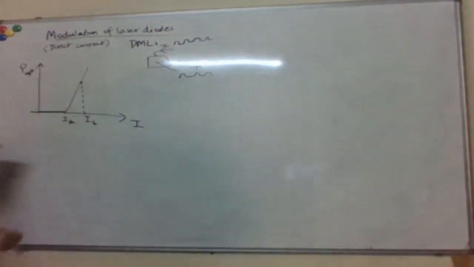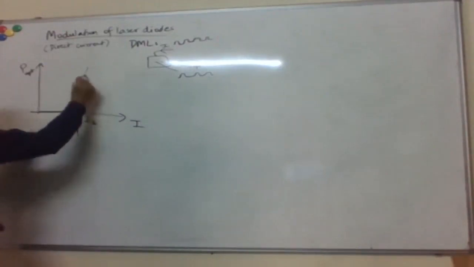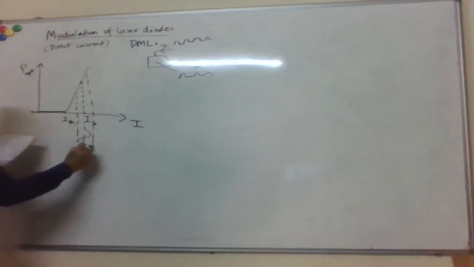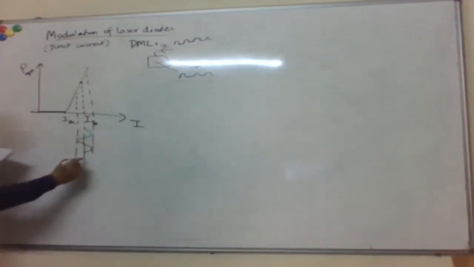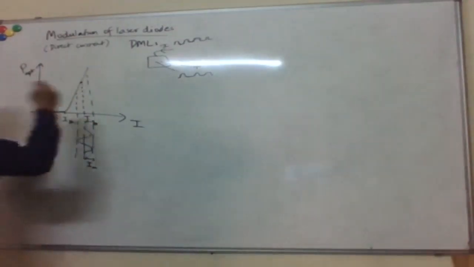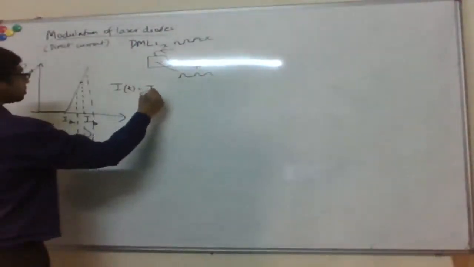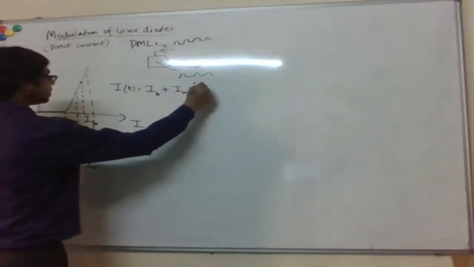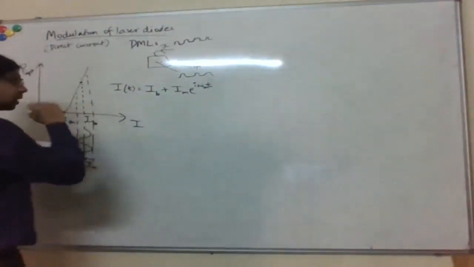On top of that, we impose an AC signal. Let's say we have a sinusoidal signal of some particular frequency over this bias signal, of amplitude Im and frequency omega m. That means the total current as a function of time is a DC component, IB, the bias current, plus a modulation current at frequency omega m and amplitude Im.